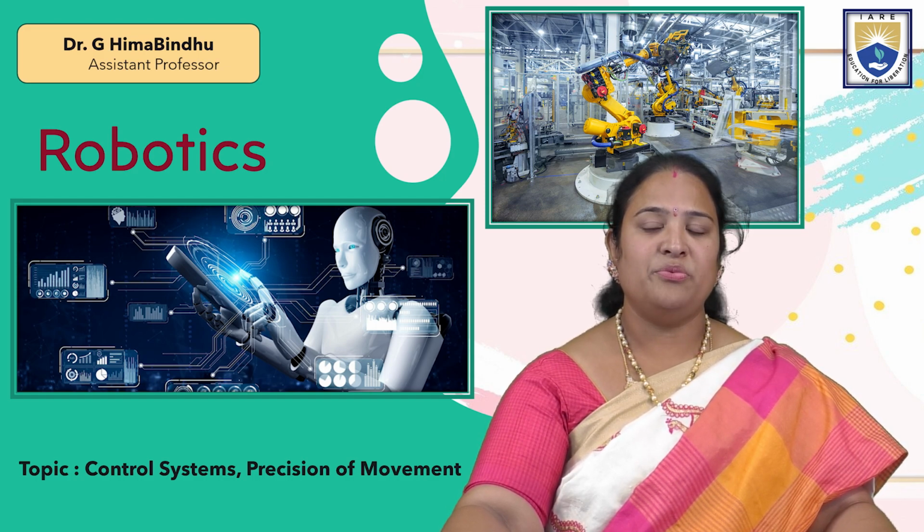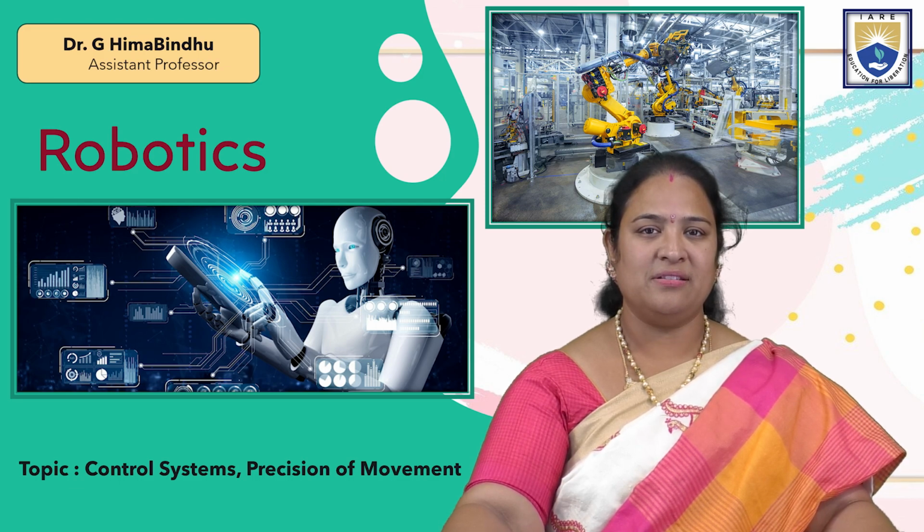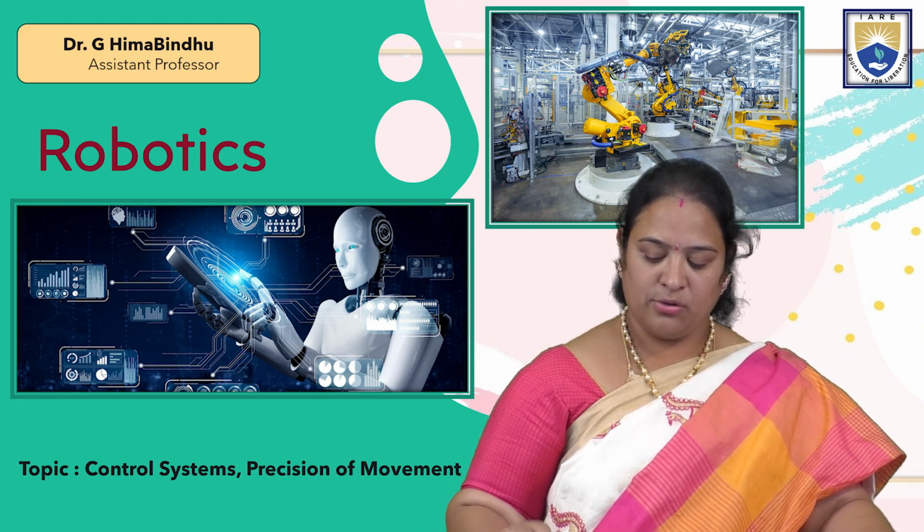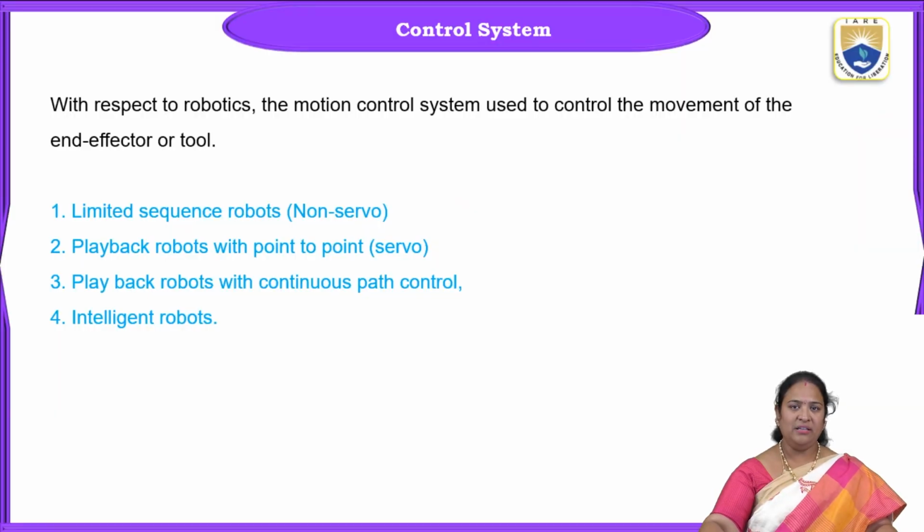And what are the different types of precision movements and where they are used, how they are used in robotics, that we will be learning. So firstly, coming to the first slide, that is about the control system. With the word itself, we can tell what we mean by control system. What is the use of a control system?